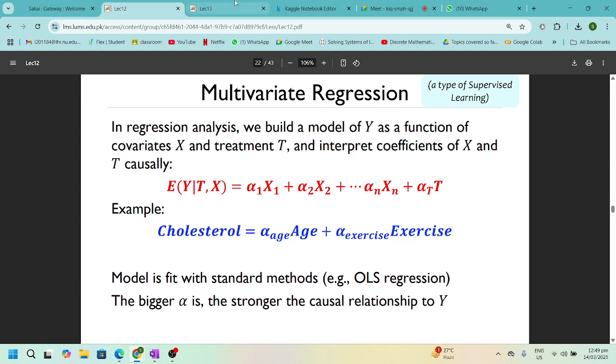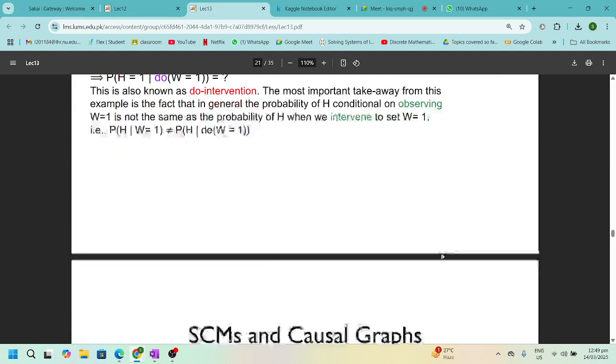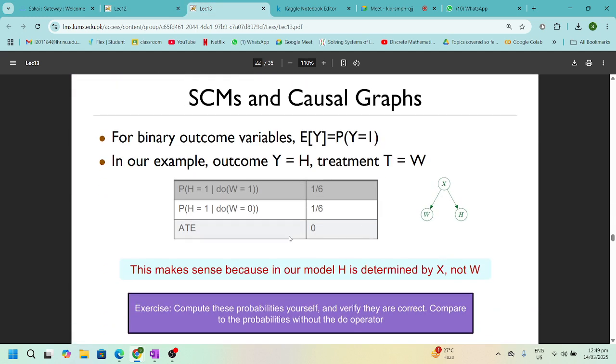When you use this to find the average treatment effect, let me just show you over here as well. This is what we did last time. So हमने ये दोनों probabilities calculate की. They both were approximately 1 over 6. And when you use these probabilities to find the estimated average treatment effect, it is 0, which tells us that there is no relationship between those two.